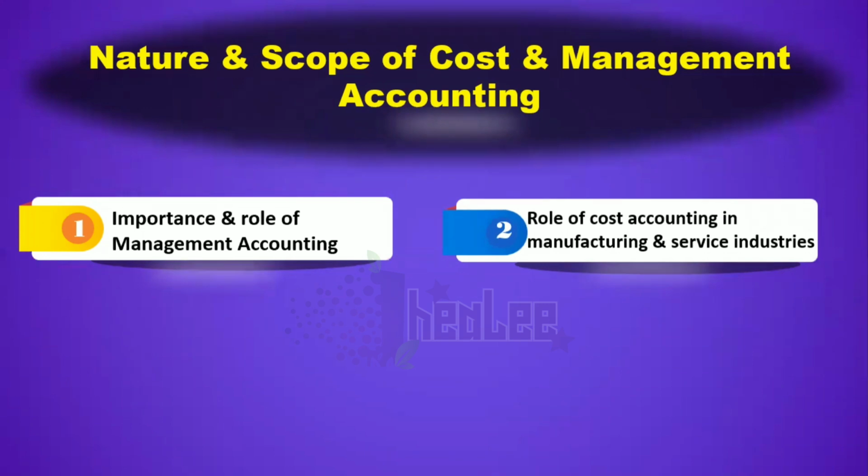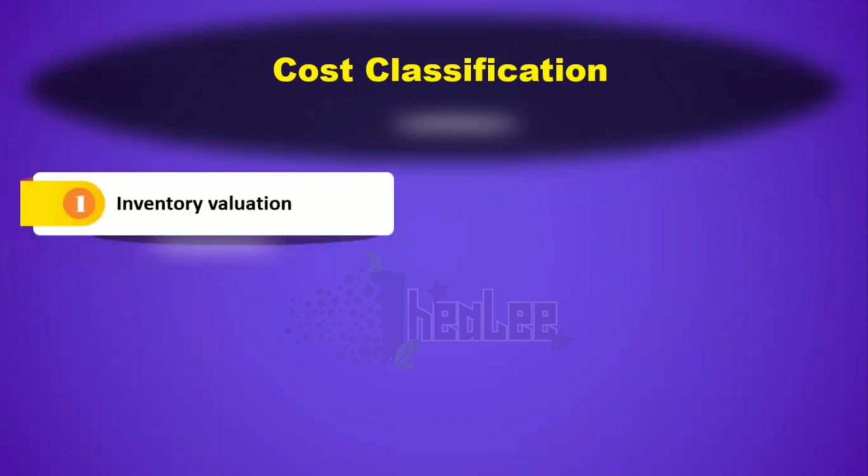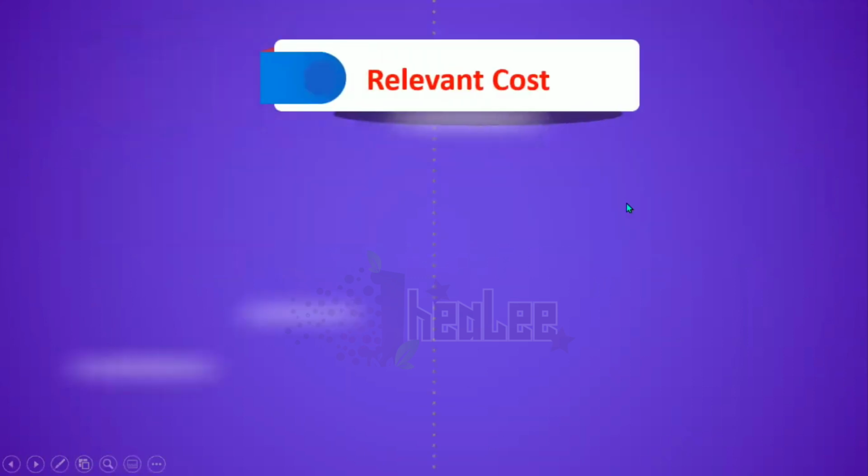Now, we'll move into the other topic, which is cost classification, and this is from Module 1 as well. How do you prepare yourself for cost classification? You need to ensure that you know how to value inventory. Also, you need to be able to relate to making decisions. In terms of decision making, you have relevant and irrelevant costs. For relevant costs, you need to be able to make decisions based on a scenario or a case study that is given.